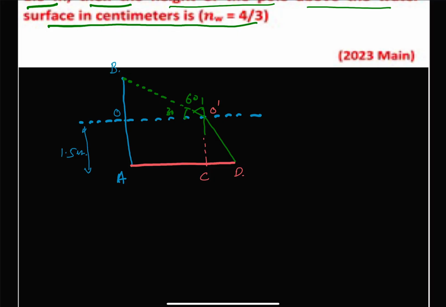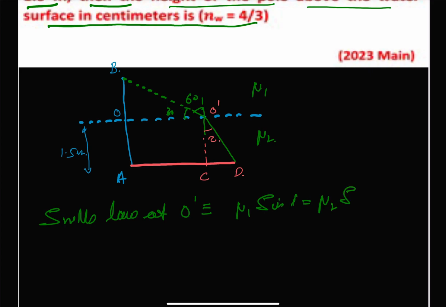We can use Snell's law. This angle, let us call this R. So Snell's law at O prime, let us call this mu1, this mu2. So we can write mu1 sine of I will be equal to mu2 sine of R. Mu1 is our 1 and mu2, the water, is given as 4/3, and sine I is our 60 degree. Therefore we can write that 1 multiplied by sine 60 is equal to 4/3 times sine of R.